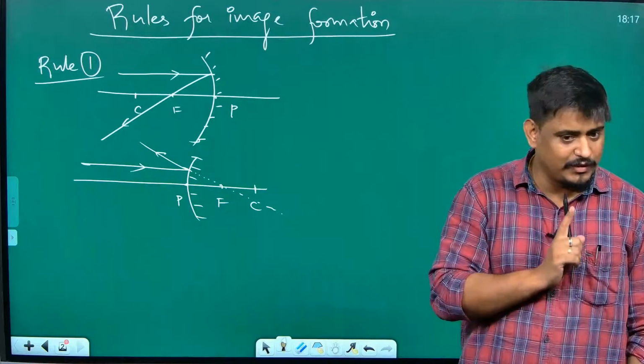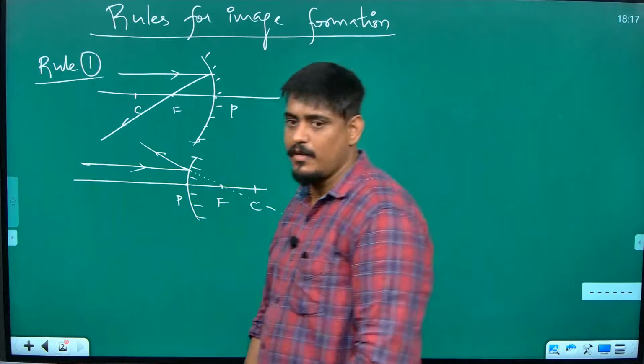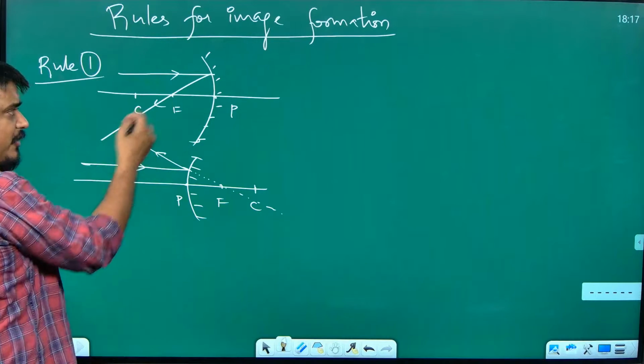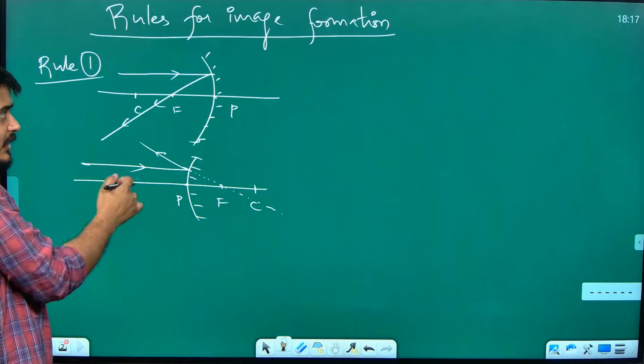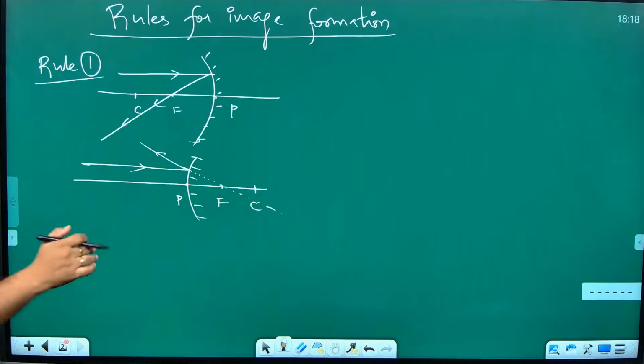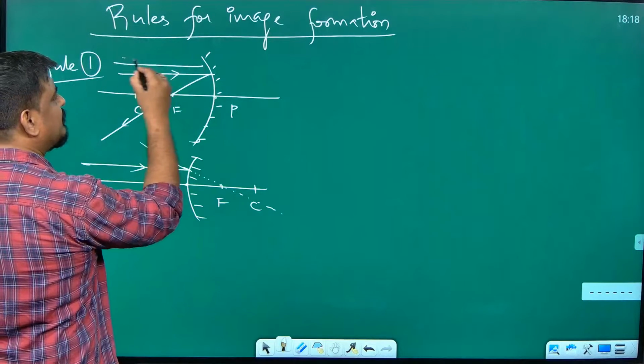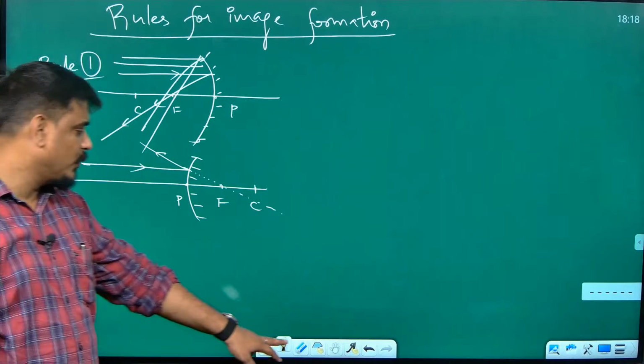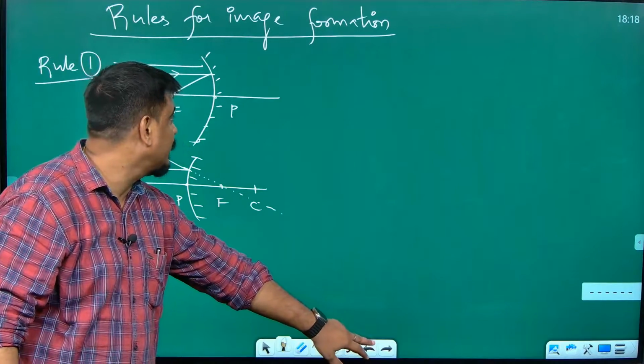Rule clear? Rule number 1 clear? Any doubt in this rule? First rule is a ray passing parallel to principal axis. After reflection, see, incident ray came, reflected, we got reflected ray, isn't it? So it will pass through focus always. Any line coming like this parallel or coming like this parallel, whatever lines come, what will happen? They will pass through where? Focus after reflection.